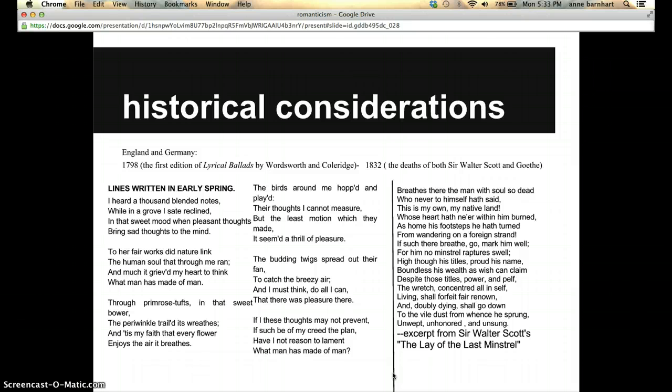So this is just in the context of the English and German original idea of Romanticism. I have included two different pieces here. The left is "Lines Written in Early Spring," which is in Lyrical Ballads, and you can read that and pause this if you'd like. And on the right is just an excerpt from Sir Walter Scott. So I wanted to give you a range of what these kinds of ideas looked like from beginning to end.